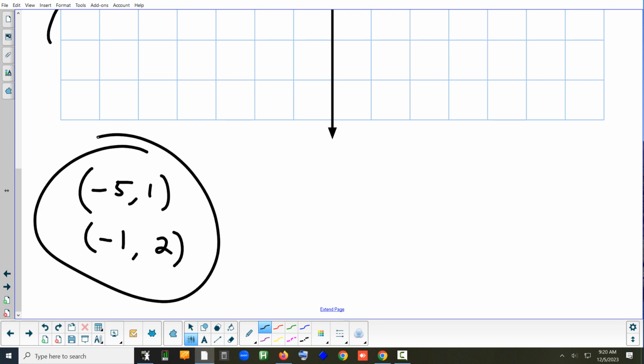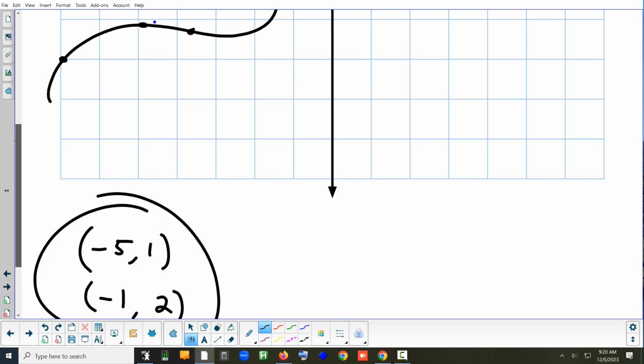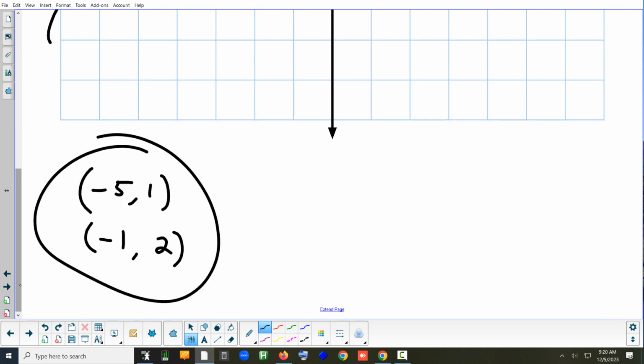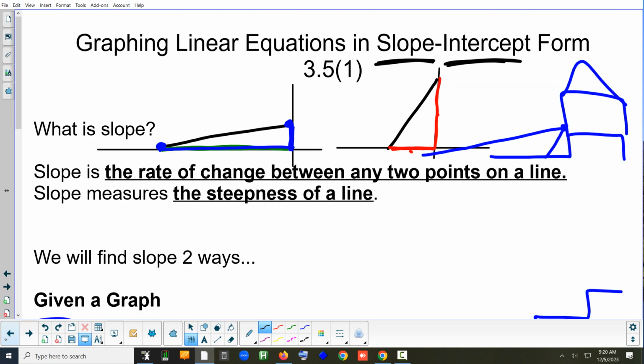It's the same thing. Slope is still going to be 1/4, but you don't have a picture this time, so you can't count and figure it out. But you can still figure it out by just doing some arithmetic with these 4 numbers. And I'm going to show you how you do that.